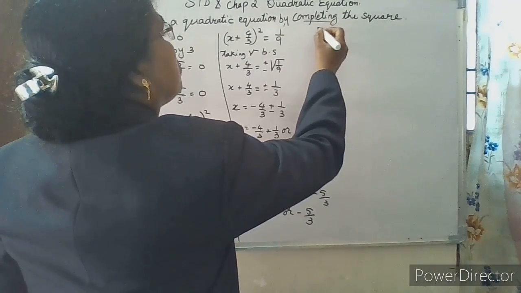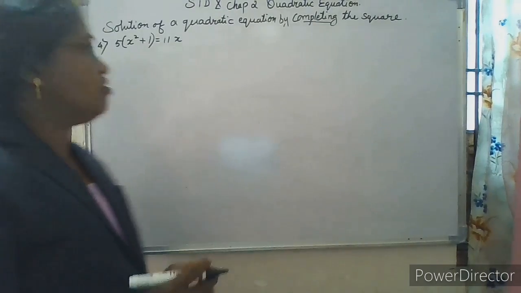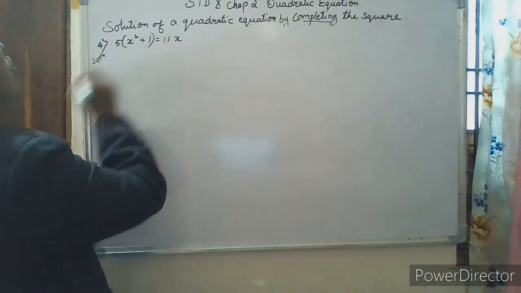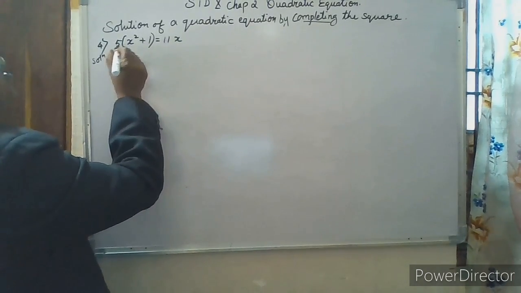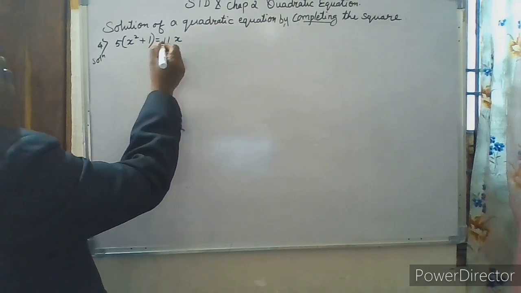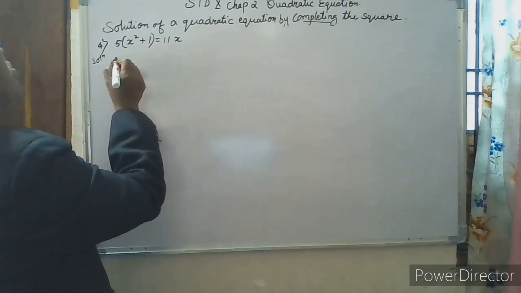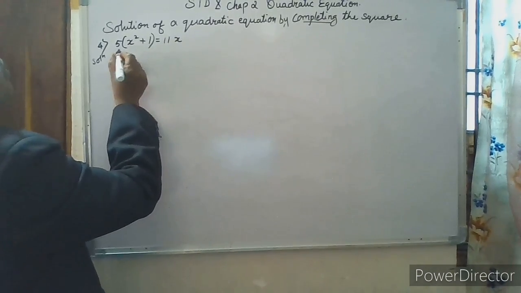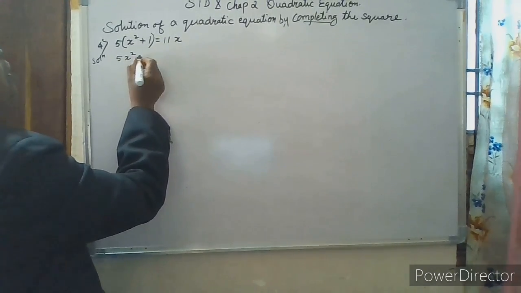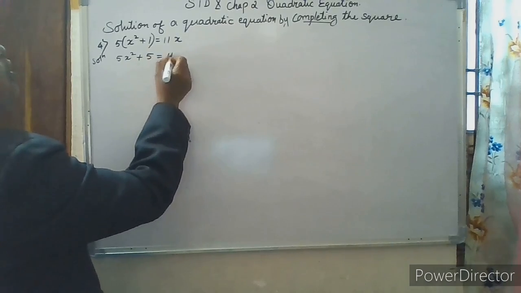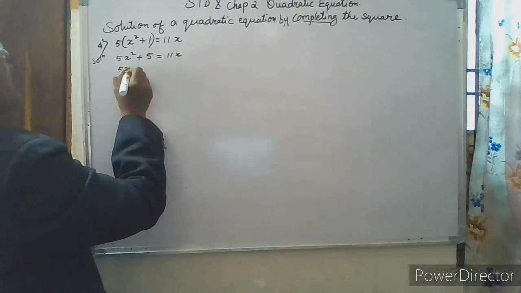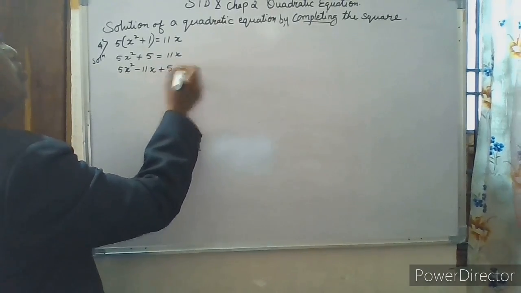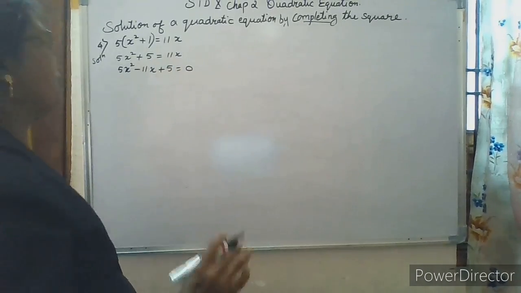Now let us start with the fourth example here. See this question, 5 into (x squared plus 1) equal to 11x. So bring this into the general form. Multiply this bracket by 5: 5x squared plus 5 ones are 5, equal to 11x. So 5x squared minus 11x plus 5 equal to 0. Now it is in the general form.